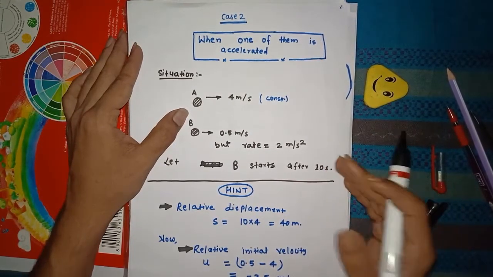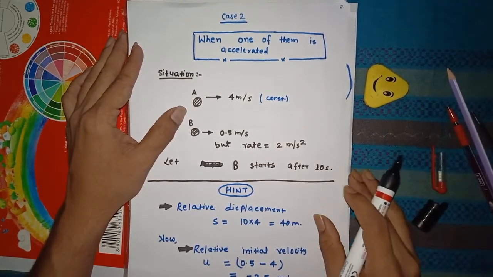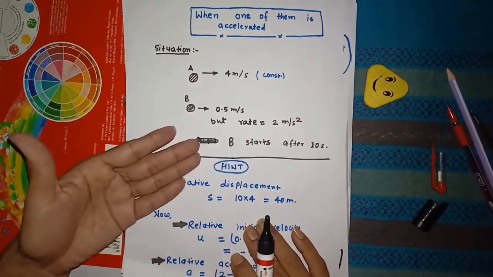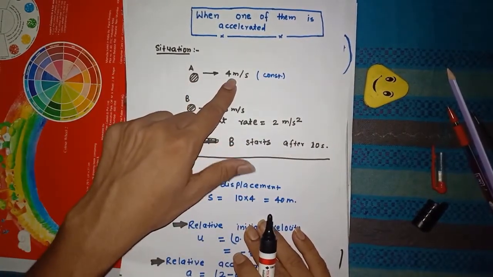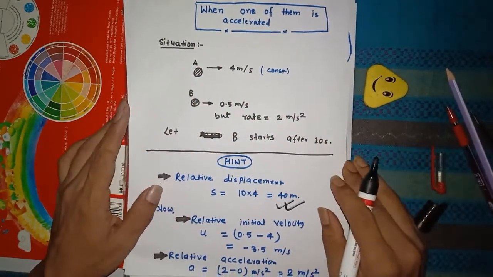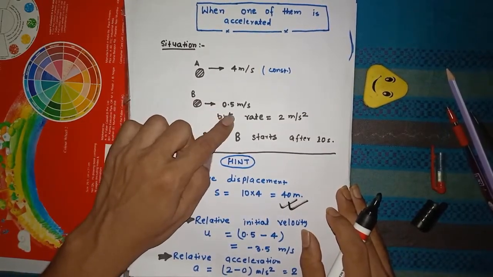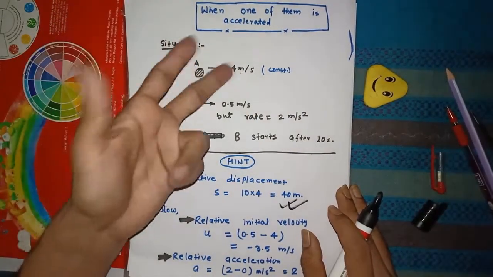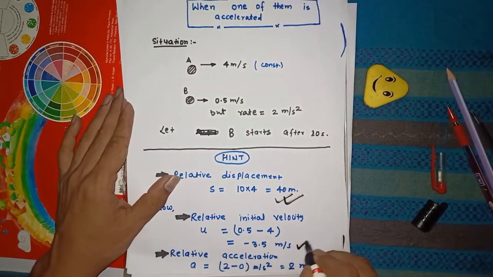Means police has started its jeep and then wants to catch the thief after 10 seconds. So in the same way we can find out relative displacement. After 10 seconds B starts, so the relative displacement, with a constant speed 4, that means speed into time, that means 40 meter, is the relative displacement you have got. Now what is the relative initial velocity? Initial velocity of B is 0.5 and velocity of A, initial or final whatever, because it is constant, is 4 meter per second. That's why the relative initial velocity of police is this.